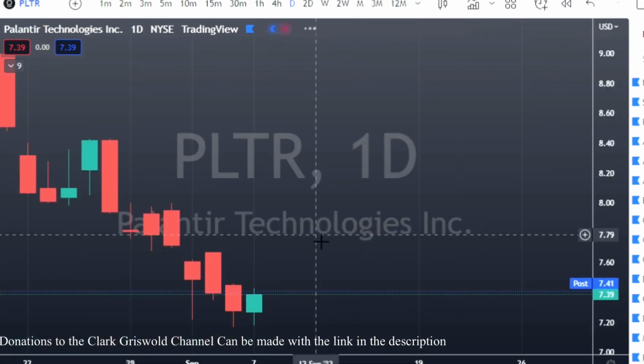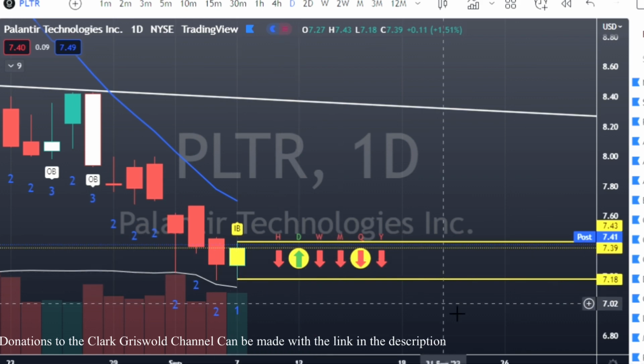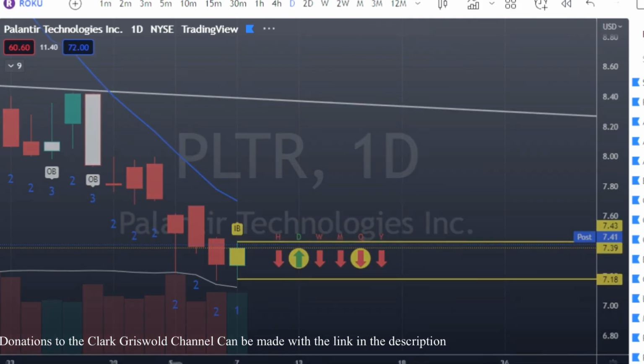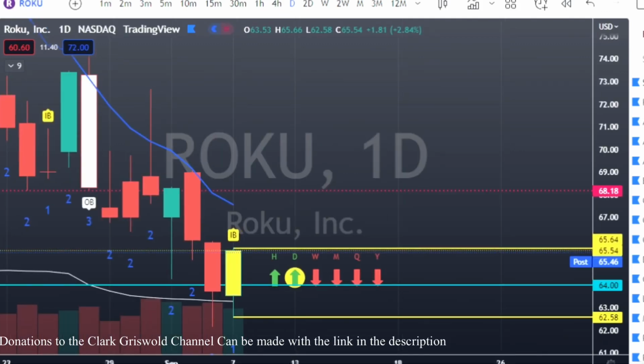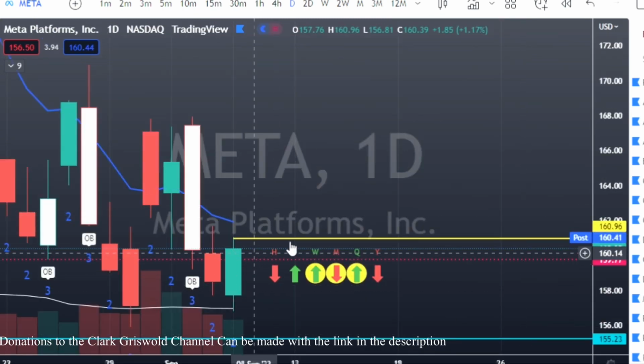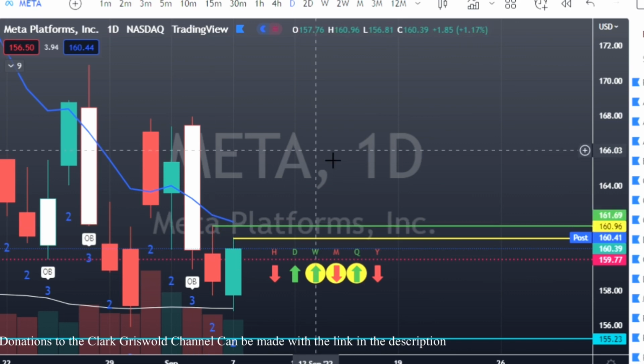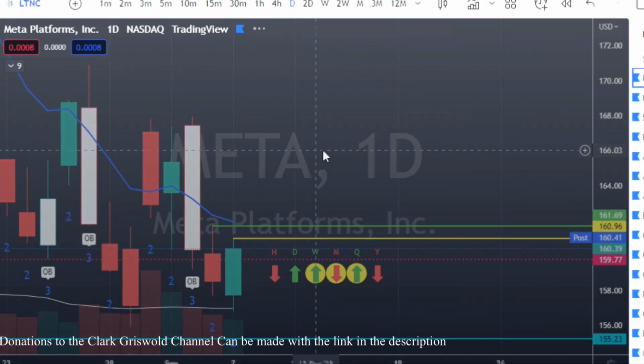Palantir, inside bar on PLTR. I'd like to see this one trend down due to the time frame. So puts at 7.18 and then calls at $7.43. And guys, stay tuned. That top 5 is coming right up. Roku inside bar, calls at 65.64, puts at 62.58. Facebook, 2 down, finish green. We'll look for calls on Facebook at $160.96. First target we'll mark out together here at 161.69.